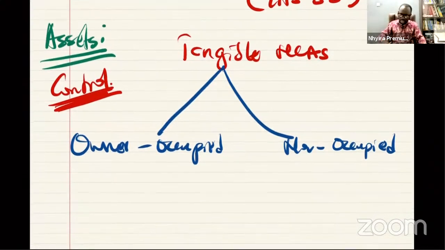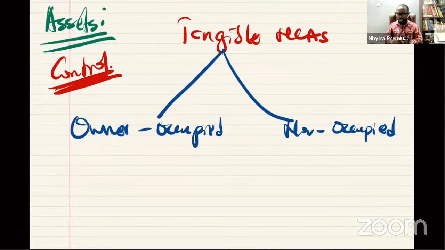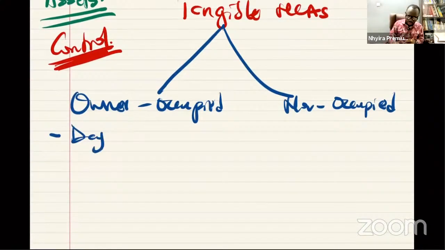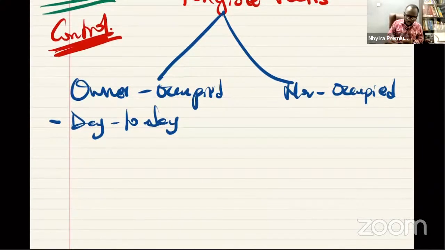Now, when it comes to tangible assets, there are two ways: owner-occupied and non-owner-occupied. When we say owner-occupied tangible assets, we mean the tangible assets that are used in the day-to-day running of the organization. Now, the company could be using this asset for administrative purposes.